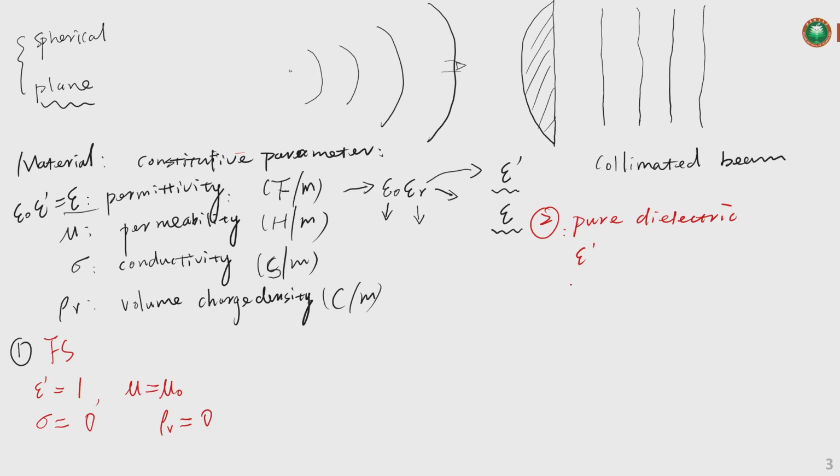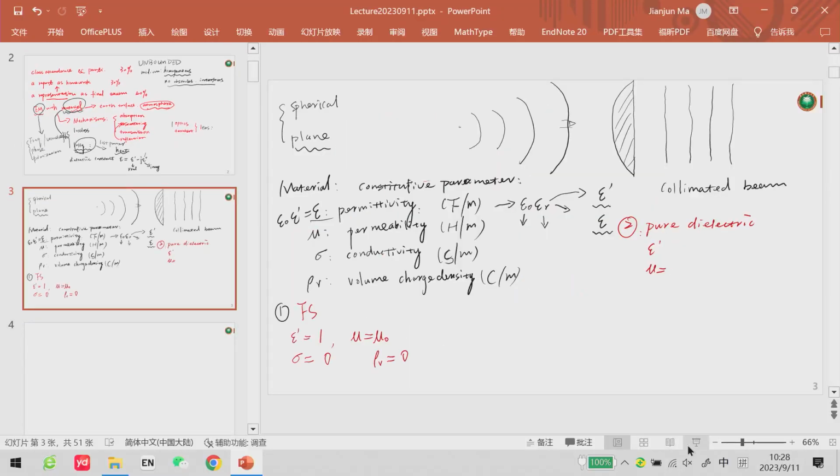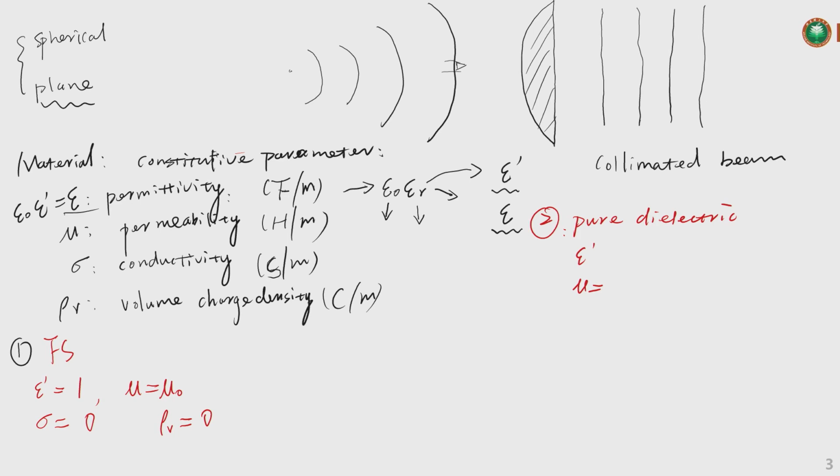And the permeability mu can still be mu naught, because mostly our natural materials are not ferromagnetic, right? And for the dielectric material, we usually consider the charge density as zero, and the conductivity is zero also. So this is for the pure dielectric materials.